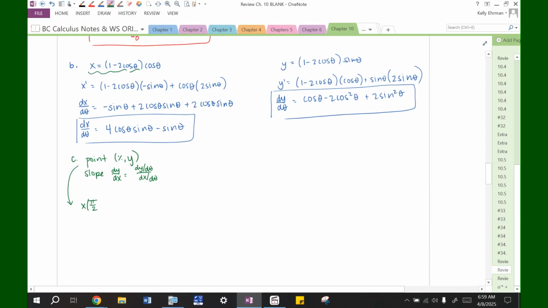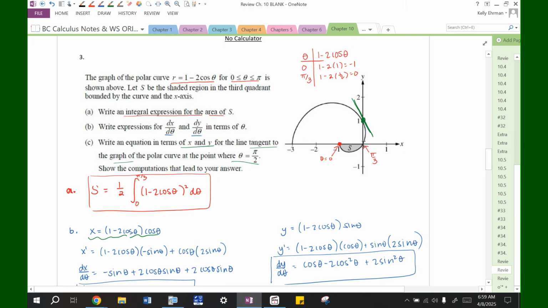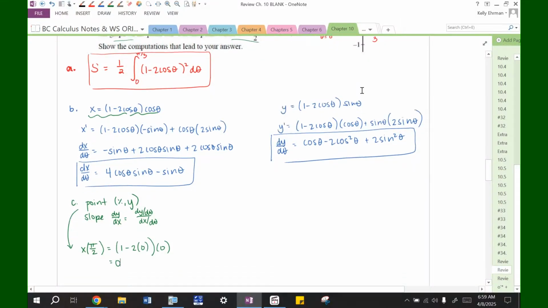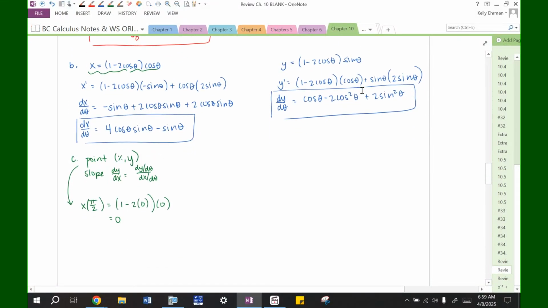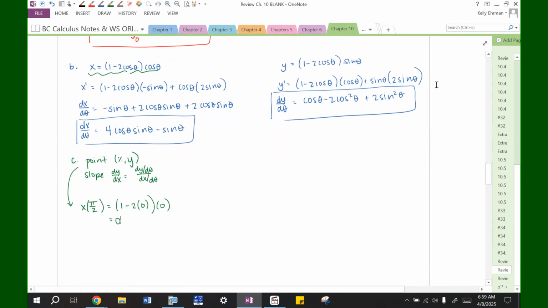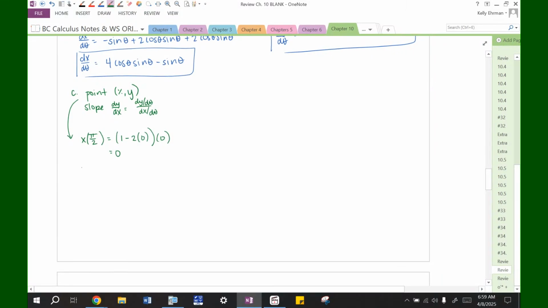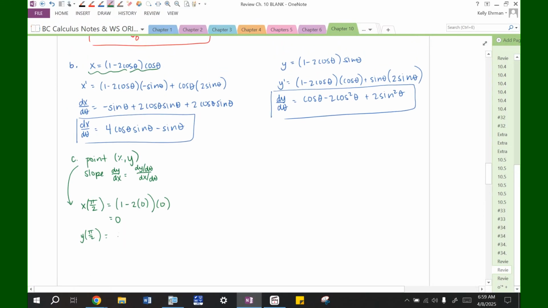Remember, your x equation is right here. So it's equal to 1 minus 2 times cosine of pi over 2, which is 0, times 0. So 0. I can see that from my graph, right? This point is 0 for x, and it looks like 0, 1. I just want to verify, and it also says show work. Y of pi over 2 is equal to 1 minus 2 times 0. Sine of pi over 2 is 1. So 1 times 1 is 1. All right, so the point is 0, 1.